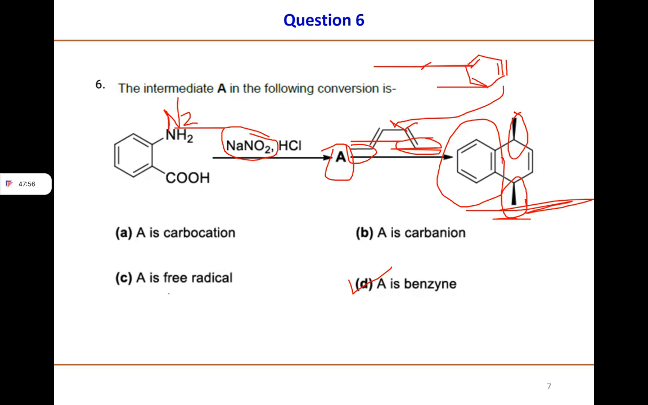Then we have discussed the cycloaddition reaction where benzyne intermediate formation is taking place. So in the presence of NaNO2, the N2 diazo formation will take place. Then followed by elimination, it will give the benzyne, and this benzyne will undergo a 4+2 cycloaddition reaction in the presence of this diene to give the corresponding product. The option number 4, A is benzyne, is the correct answer.